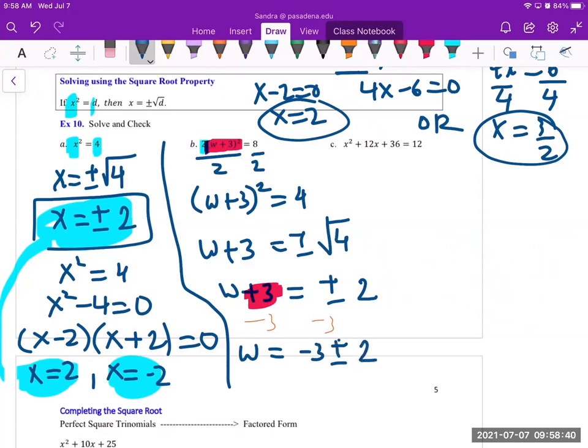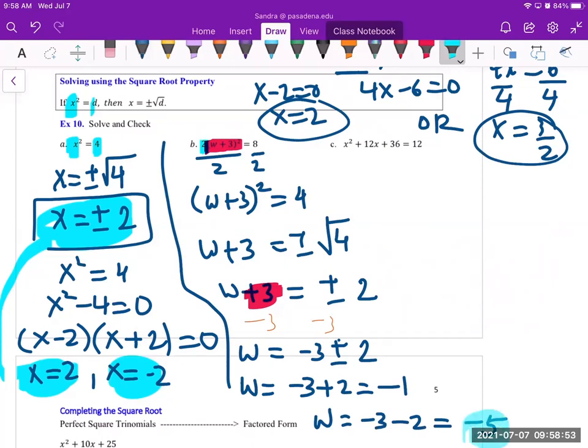We're not done. We have two answers. W is equal to negative 3 plus 2, which is equal to negative 1. W is equal to negative 3 minus 2, which is equal to negative 5. My two answers are negative 5 and negative 1. There's no way out of this one. You must use this method if you want to be able to solve it. Otherwise, you're not going to know how to do it.